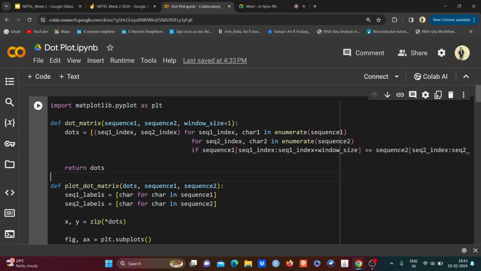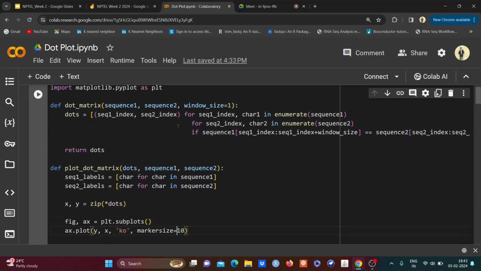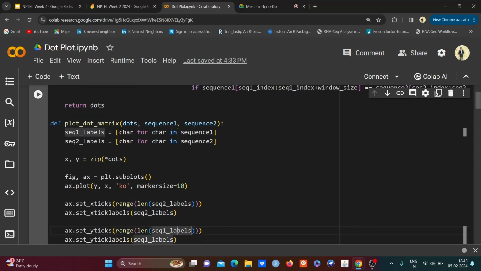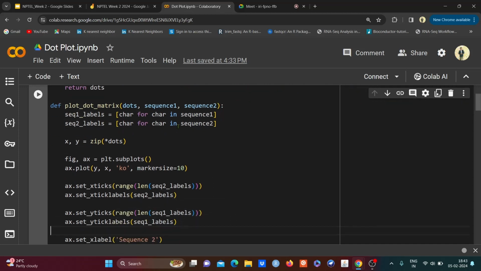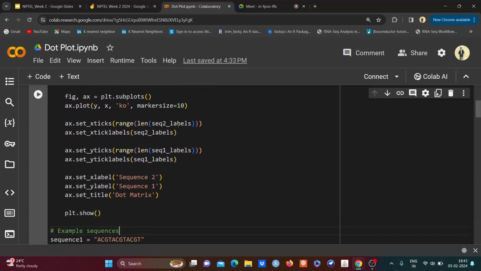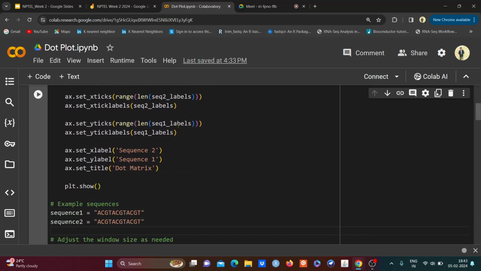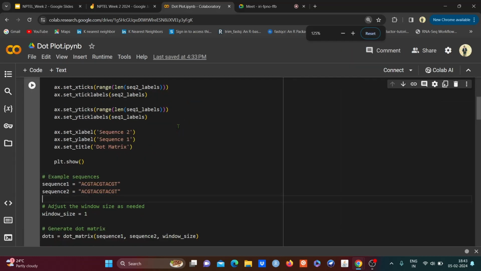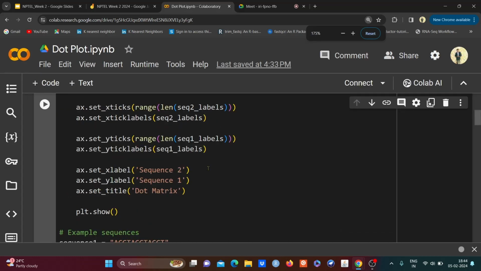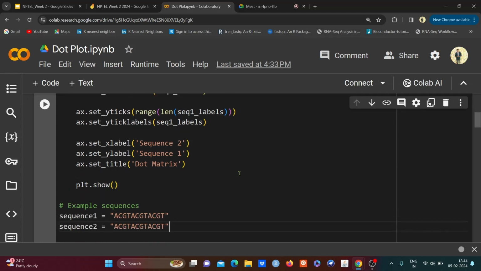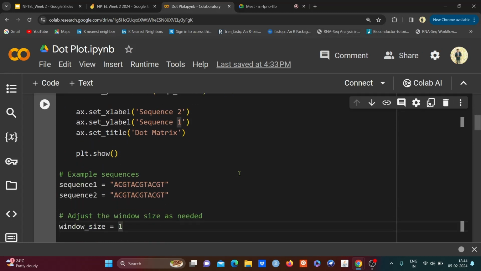Here initially I'm making some Python functions. As we know, a dot matrix requires input of two sequences, so this function will take sequence 1 and sequence 2 as inputs. Further, I used different libraries of Python programming to make the matrix look good. For this example, I have taken two sequences. Kindly have a close look at them. For our initial understanding, I have taken very simple sequences, which are very similar, almost the same.